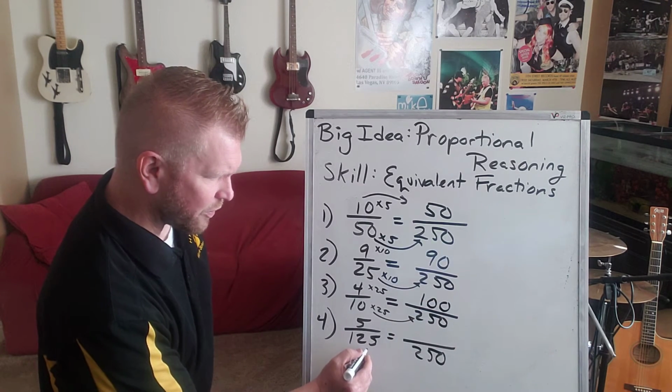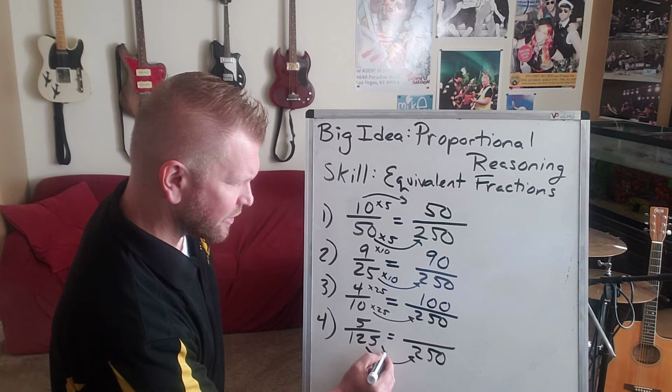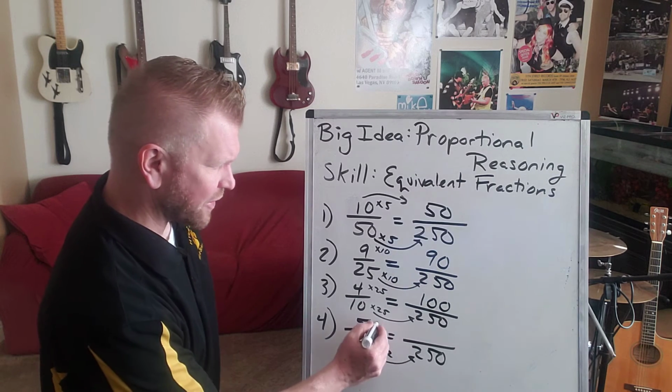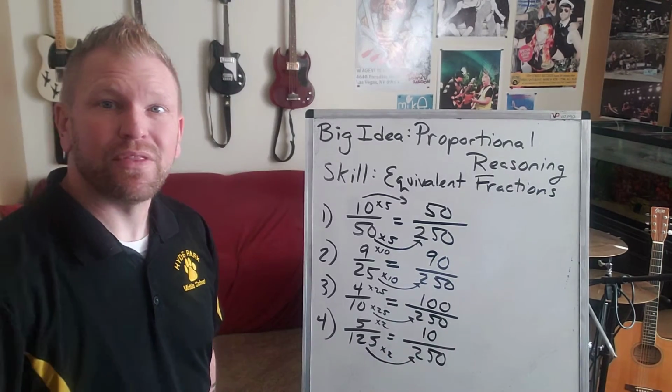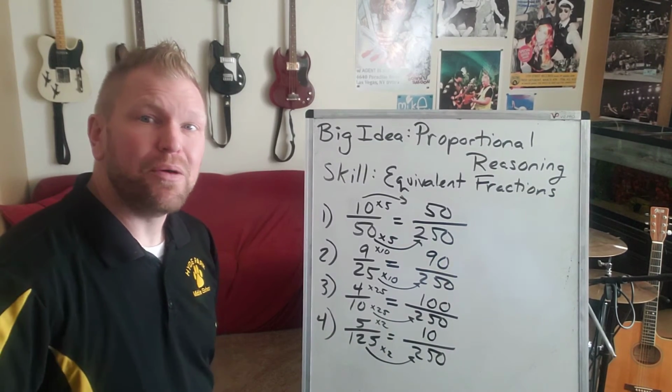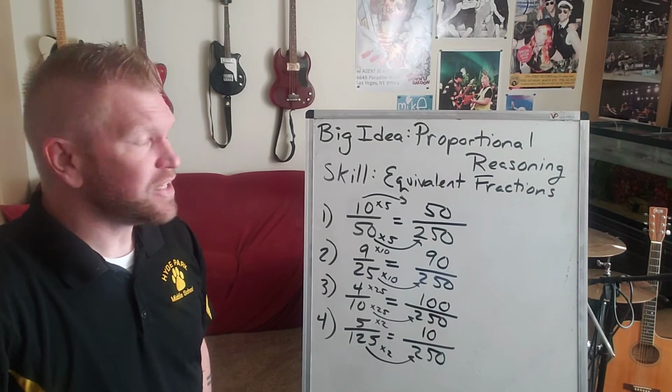And what do you multiply by 125 to make it 250? We would double it, scale it up by a factor of 2, multiply by 2. That would be 10 votes out of 250. All right, so we're scaling up for each of these, doing proportional reasoning with equivalent fractions.